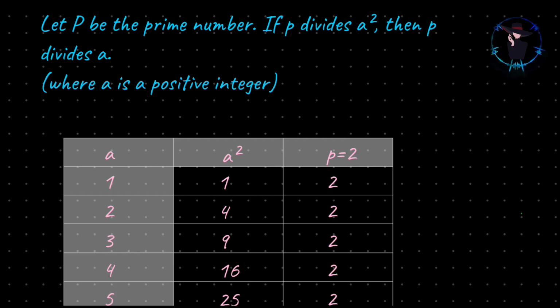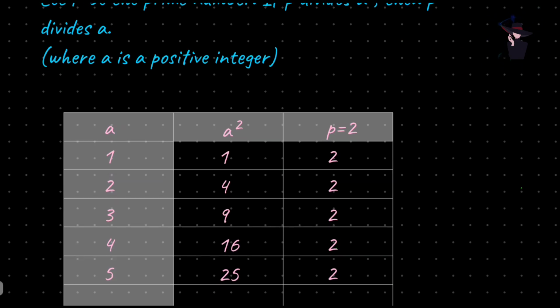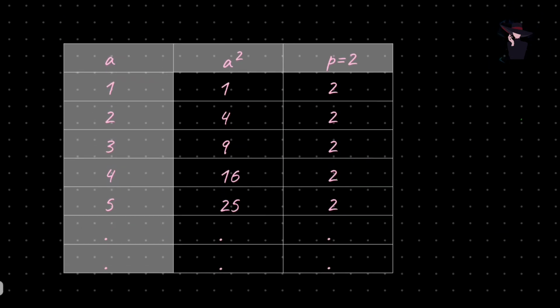Let us assume any number A which is a positive integer, suppose 1, 2, 3 or any number. The square of that number should be divisible by the value of P. The value of P can be anything: 1, 2, 3, 4, 5 and so on. Let us see this table. If we have any integer A as 1, what is the value of A square? Here it is 1. 1 into 1 is 1.